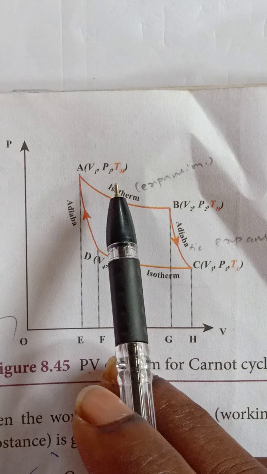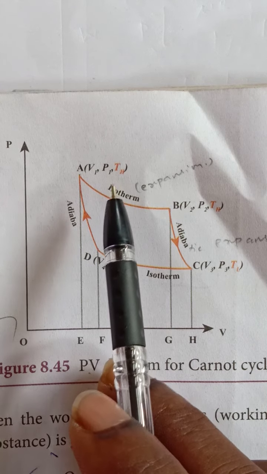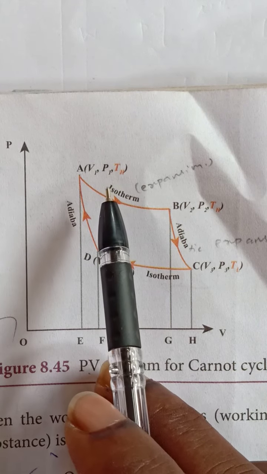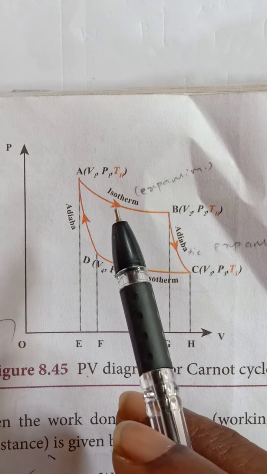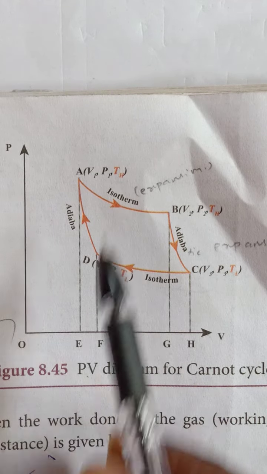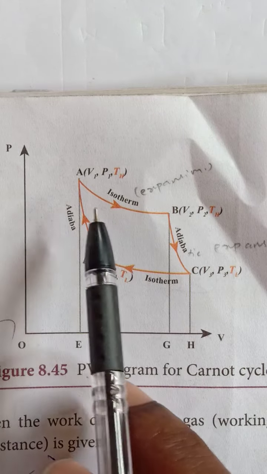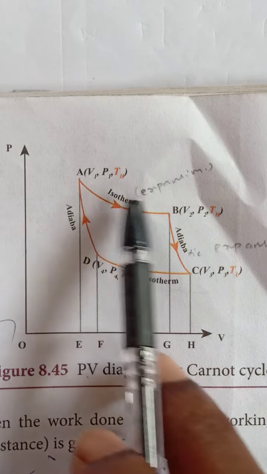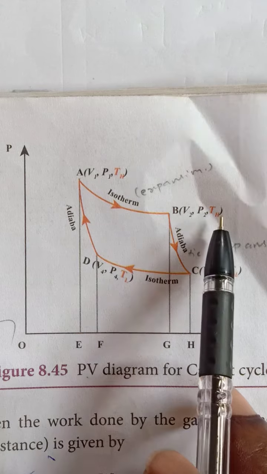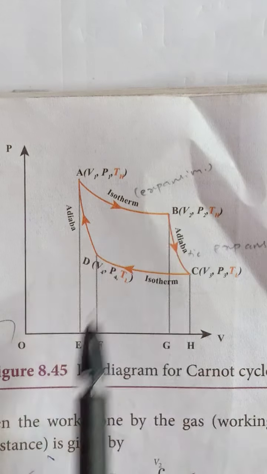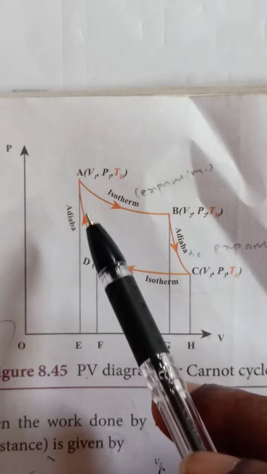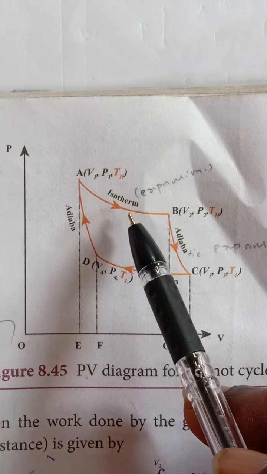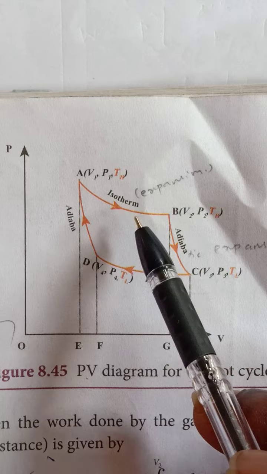Now we have to place that gas on the source. The temperature remains constant because heat is transferring from the source to the gas. It maintains the isothermal process up to here. Volume and pressure change, temperature remains constant, same TH here. It's called expansion: the volume increases and pressure decreases. So A to B is called isothermal process. We'll see the work done later.